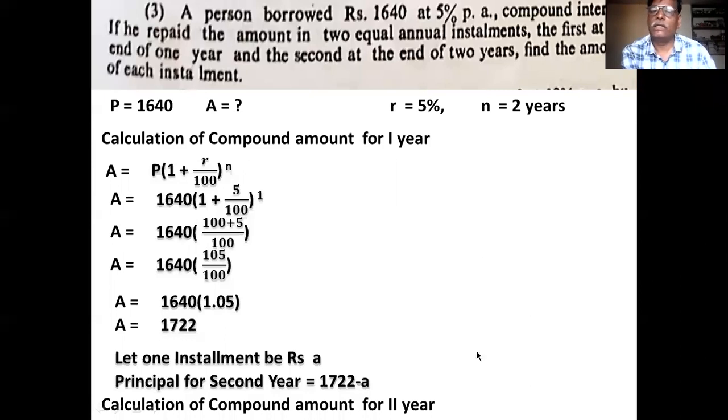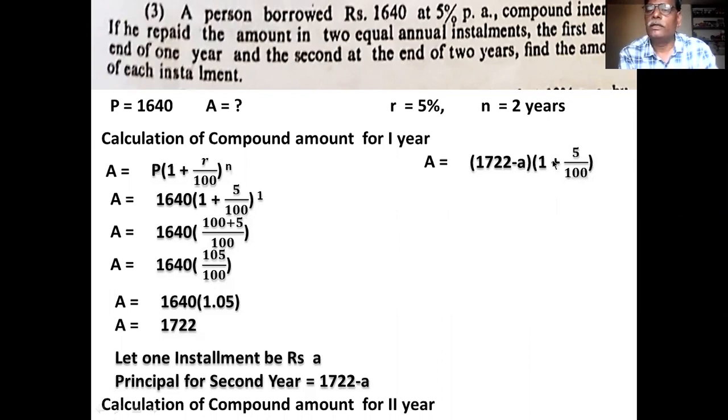We calculate the amount for the second year. Your equation is A is equal to P into 1 plus R divided by 100 raised to N. In this equation, I'll fill up the values. What is P? The balance amount, 1722 minus A, is nothing but the P value, the principal for the second year. And the amount equation is 1 plus R, which is 5, divided by 100, raised to N, which is only 1 year, so it will not affect.